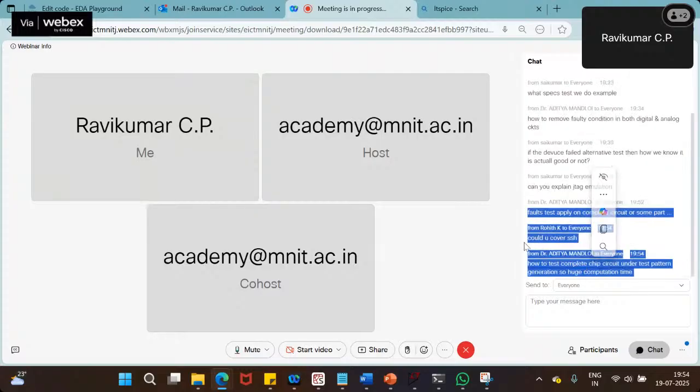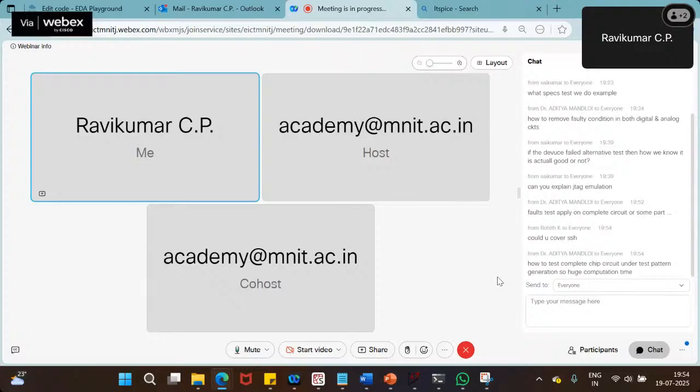Rohit Kumar, could you cover SSH? How to test? What is SSH, by the way? How to test a complete chip circuit under test pattern generation? So huge computation time. Yes, it takes many seconds to test a big chip, but that is required, no? So, what is SSH, Rohit Kumar?